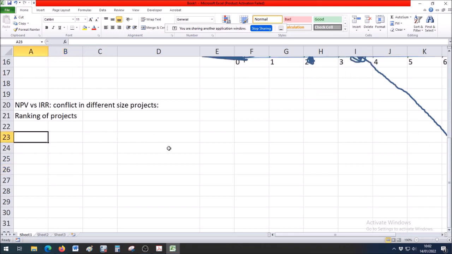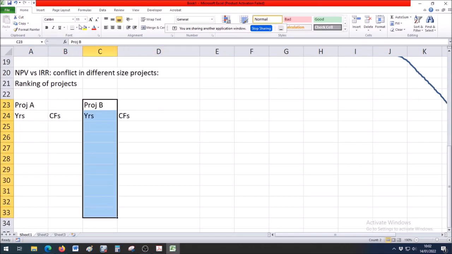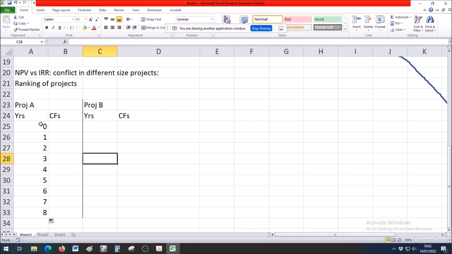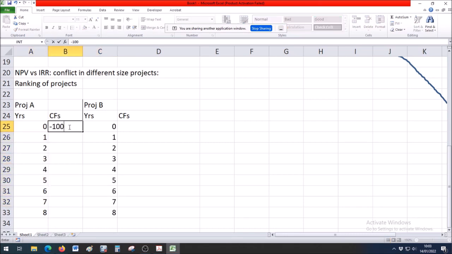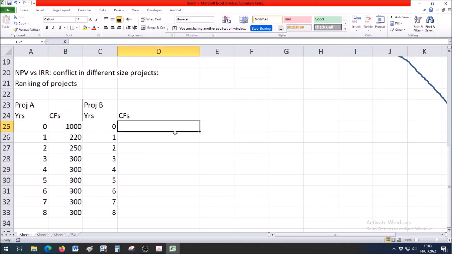So let's have a couple of projects. Let's say project A, and let's say project B. Maybe we could even separate them. Say an 8-year project, minus $1,000, giving us 220, 250, 300, and 300, and so on. For project B, negative 1,800,000, giving us 360,000 back every year, for example.